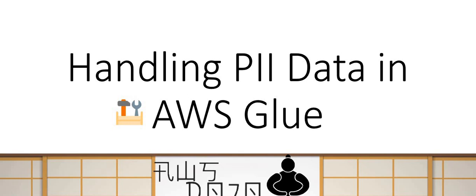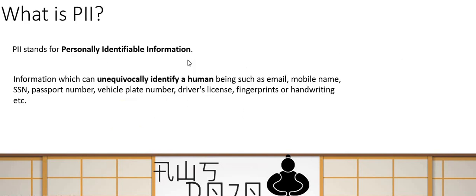So let's get started. First, to clear up the very basic thing, what is PII information? PII stands for personally identifiable information. It could be any piece of information which can uniquely identify a human being. It could be an email ID, mobile number, social security number, passport number, or even biometric information like your fingerprints, your facial recognition, or even handwriting. Any such thing which can uniquely identify a human being will be considered PII information.